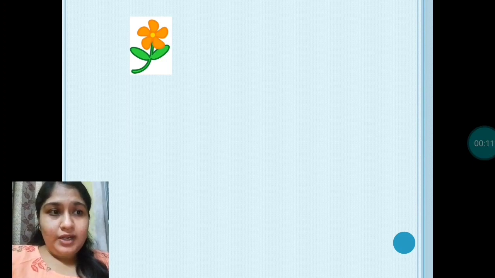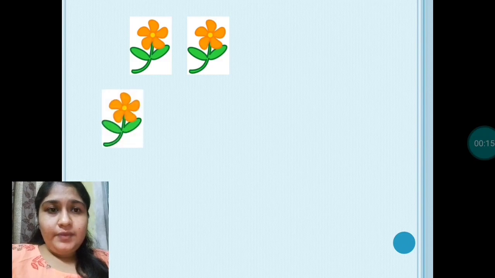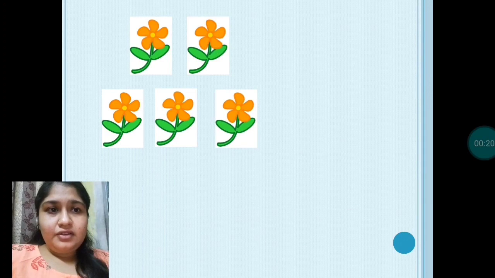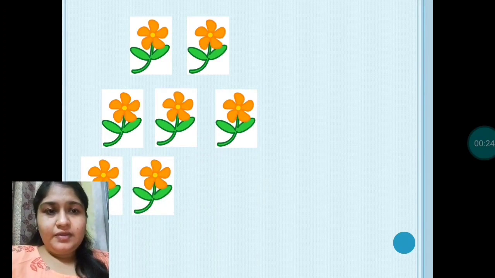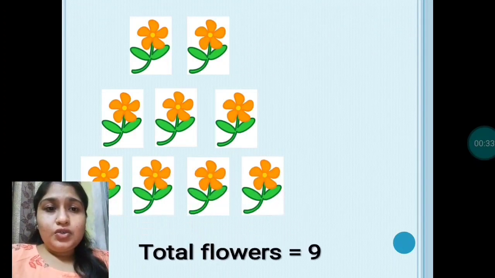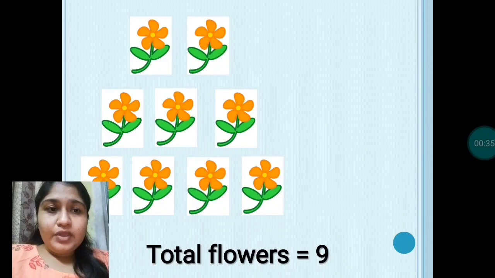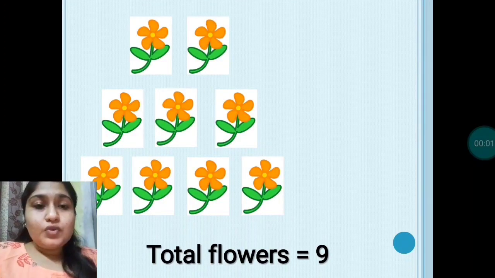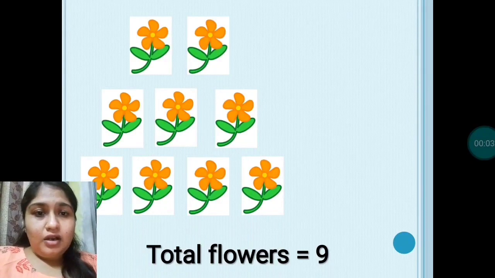Okay. So this is 1, 2, 3, 4, 5, 6, 7, 8 and 9. So students, how many flowers are there? The total flowers are 9. So students, we have counted this one by one.